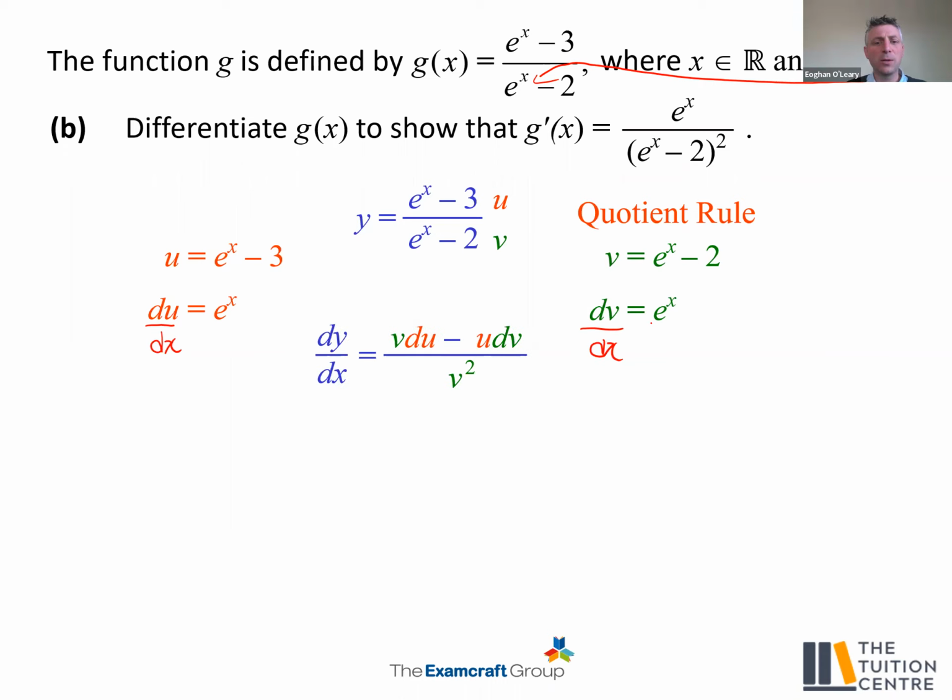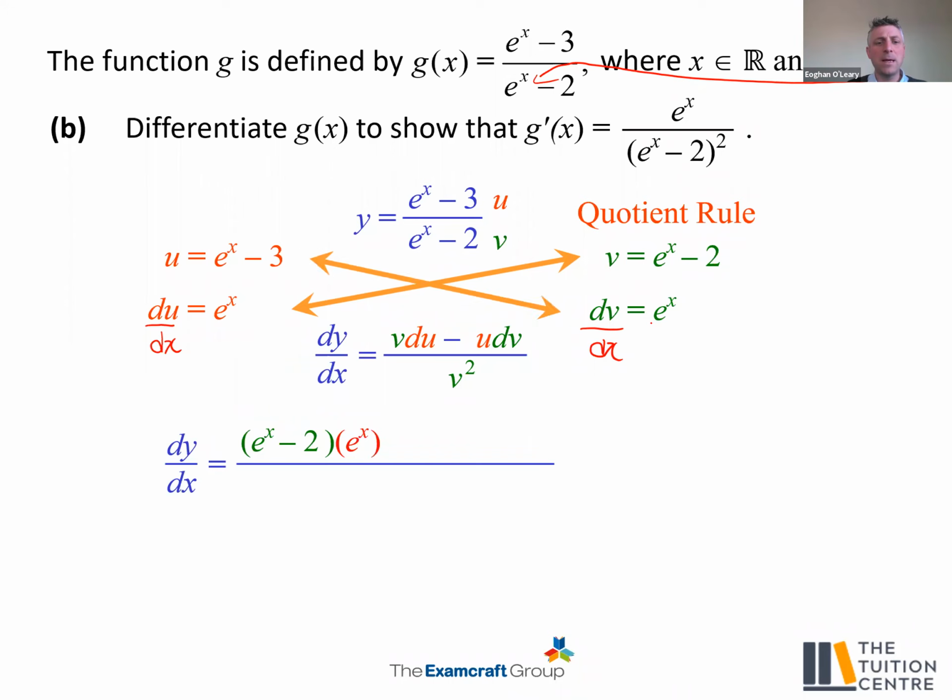So now we know that dy dx is v times du dx minus u times dv dx all over v squared. So we sub in to our formula, dy dx is going to be e to the power of x minus 2 times e to the power of x, and then minus e to the power of x minus 3 times e to the power of x. And again, you just got to be careful with this negative sign here. It's very important that you get this multiplication right. Underneath the line, you're going to have the original v squared, so e to the power of x minus 2, all squared.